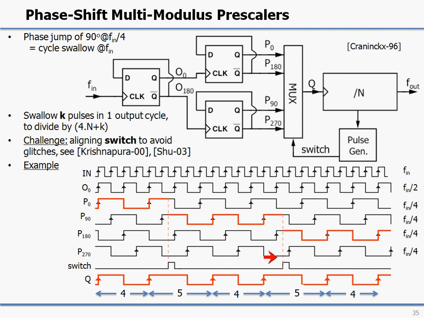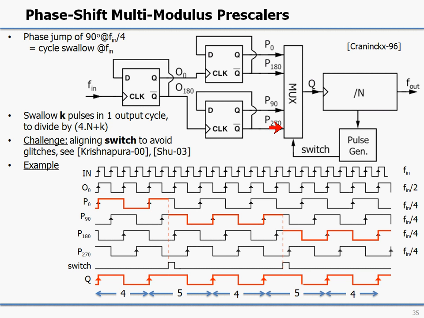You can see the same here. So that means that if we do k pulses, we will swallow an additional k input cycles, and we divide by 4N plus k. Now, what's the advantage of this structure? It is that we have an open loop system here from this point all the way to divide by 4. We just need some master-slave flip-flops. They can operate at very high speeds, and then we just need to mux between these waveforms at this point.